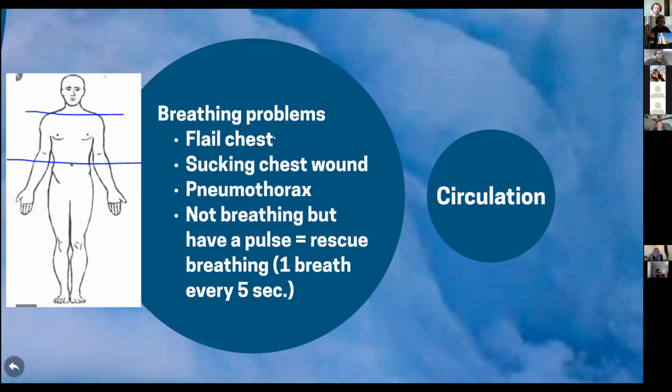So to treat that, you'd put a bulky dressing on that flail segment to keep it in line with the rest of the chest cavity.